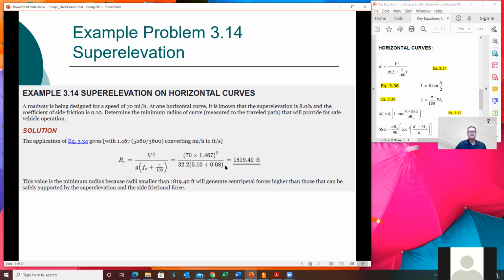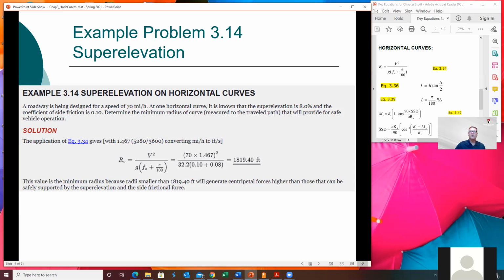Okay, so that's a pretty straightforward problem that just gets to this first concept of super elevation and side friction, et cetera. Any questions on that one before I move on to the next one? Okay, let's go to the next problem.